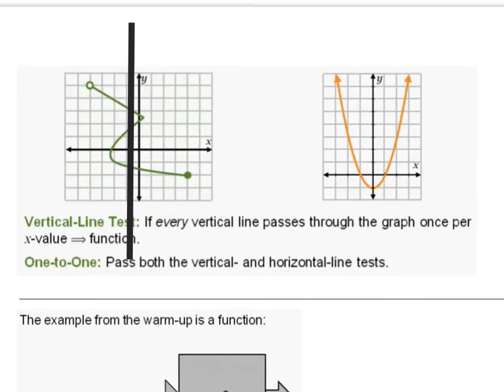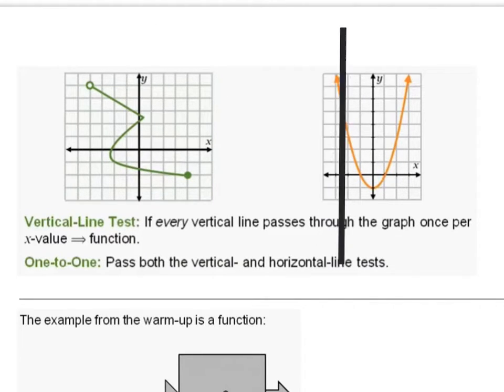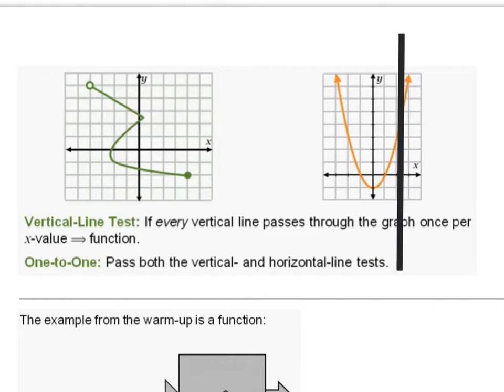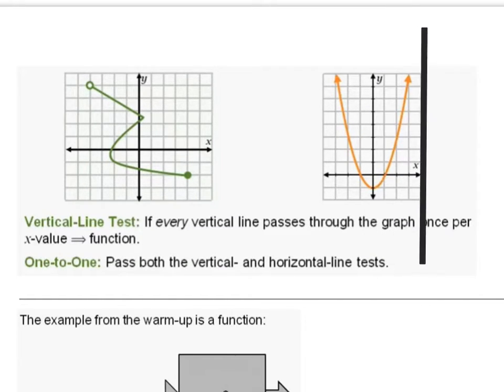Okay? So again, remember how I said that this was not a function and this is a function? If I take that vertical line and I go all the way across, it's only hitting that graph at one point, at any point along that graph. That's where you have a function.